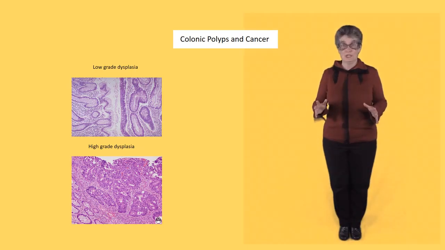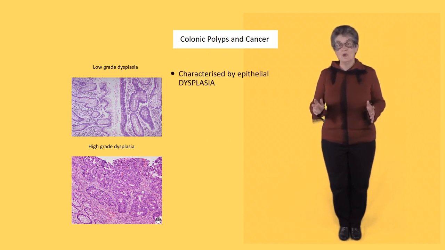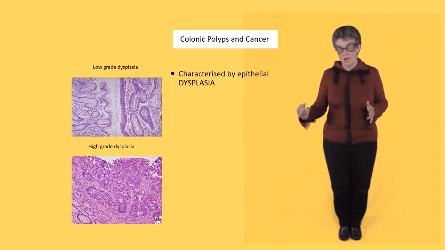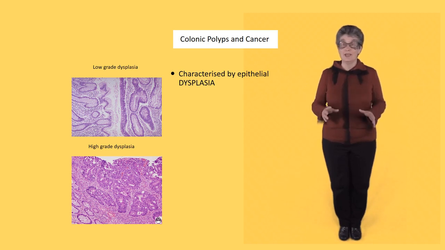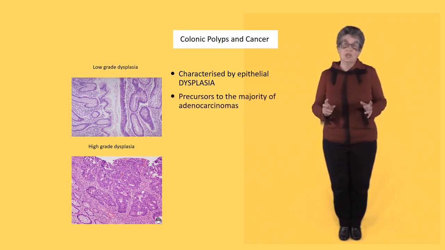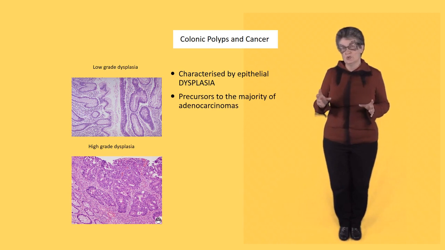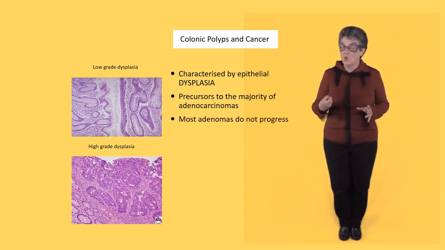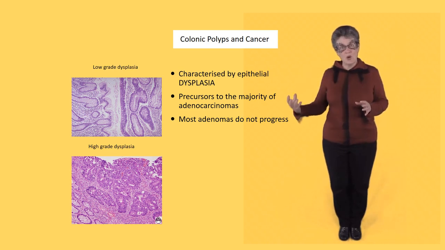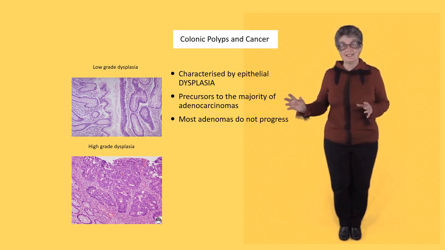All the adenomatous polyps are characterized by epithelial dysplasia. Now, while most adenocarcinomas arise from polyps, most polyps will just sit around and do nothing. It's only a special few that acquire mutations that will go on to produce adenocarcinoma.